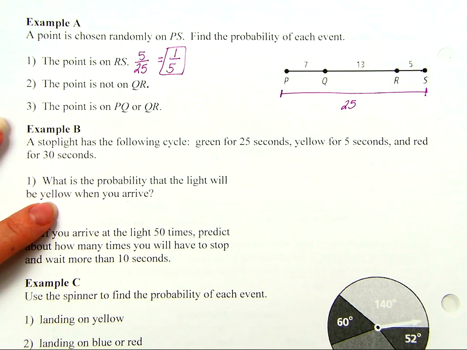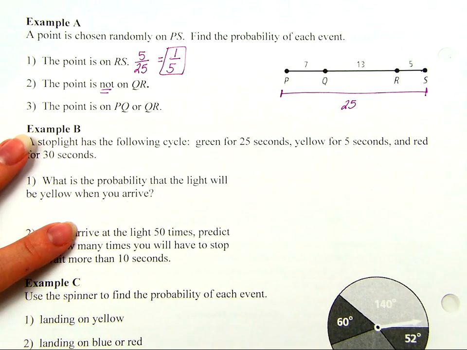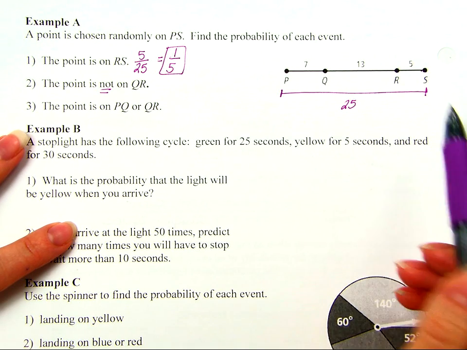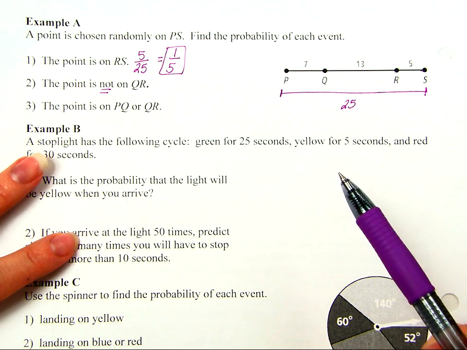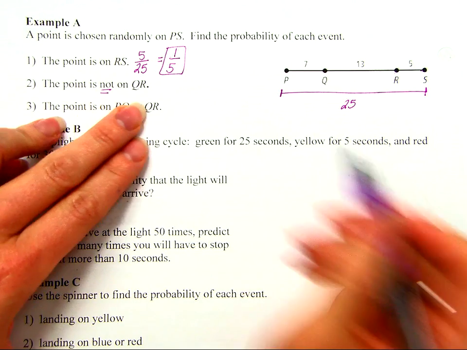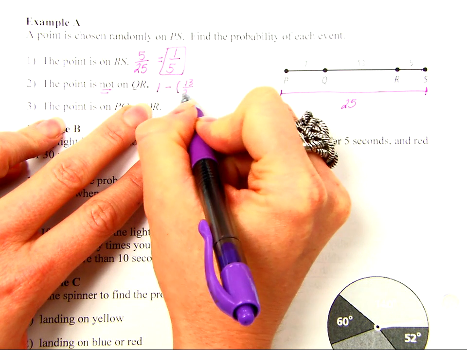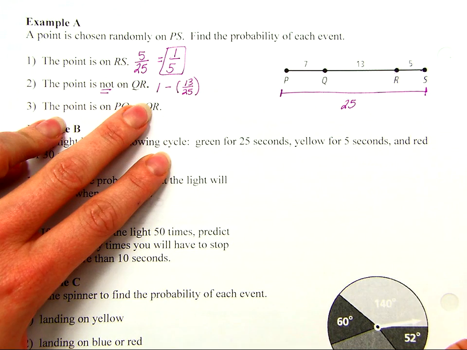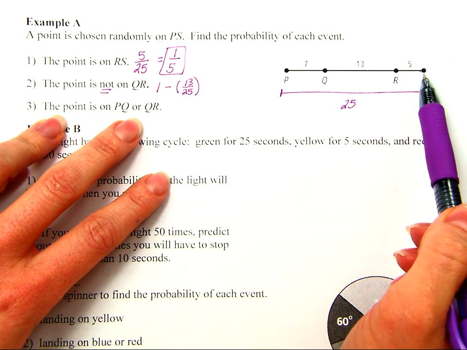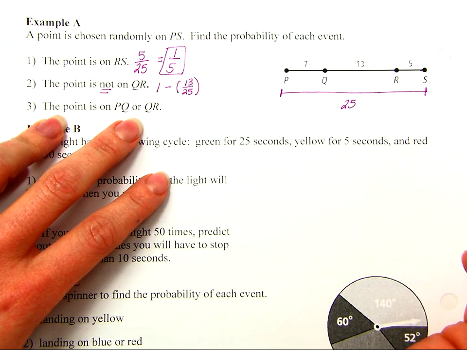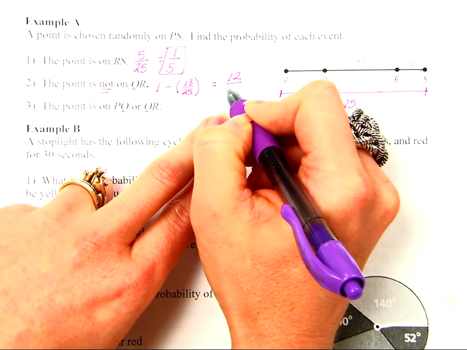Question 2, the point is not on QR. If the point is not on QR, that means that it could be on PQ or RS. So there's a couple ways that I could do this. If it's not on QR, I could take 1 minus the probability of QR. Or I could take the probability of PQ and RS and add those together. Either way, we're going to find out that our probability is going to be 12 out of 25.